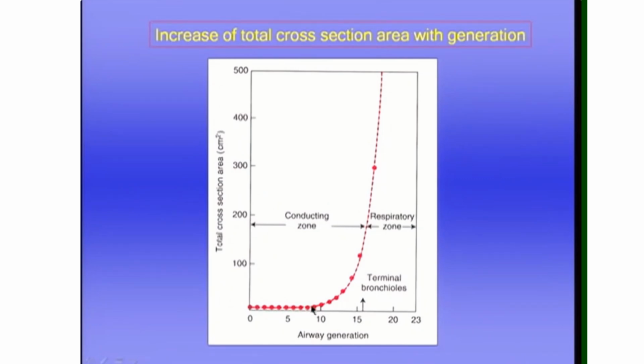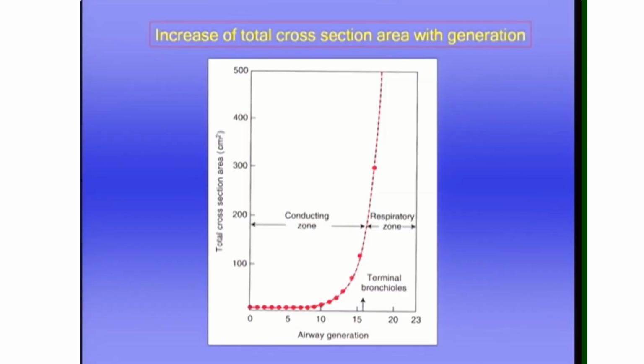And as you can see, the result is that over the first few generations, the total cross-sectional area doesn't change much at all until we get to the region of the respiratory zone. And there is an enormous increase in the cross-sectional area. It's a little bit like a trumpet, where you've got a long initial part and the flaring at the end of the trumpet. And this has very important implications for ventilation, for gas flow.